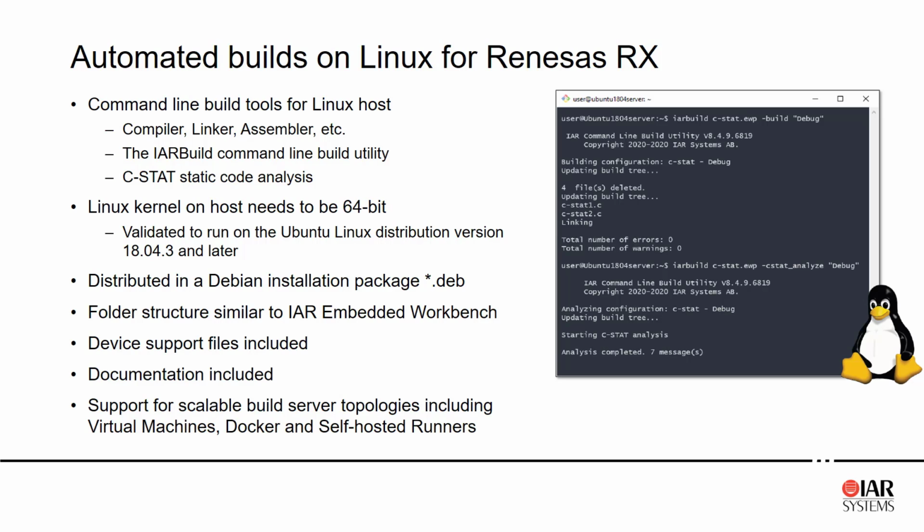And you may already know IAR, so we provide it in a similar structure to the IAR Embedded Workbench, but also the device support files are included, and very important, documentation. Finally, of course, the tools support scalable build server topologies, including virtual machines, Docker, self-hosted runners, everything connected to continuous integration or continuous delivery. So it doesn't matter what you are using, Jenkins, Bamboo, and so on, it's all fully supported. So let me show you how it works in practice.